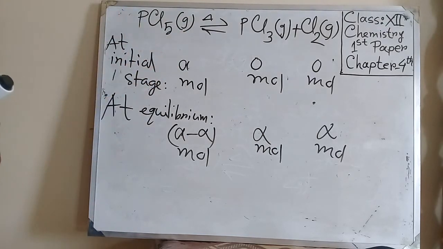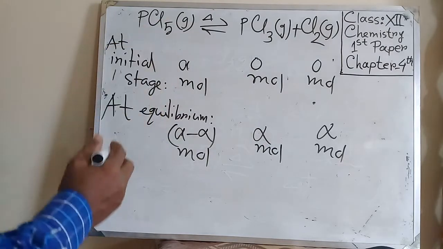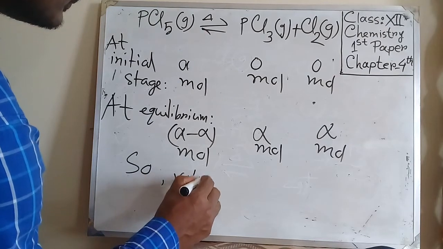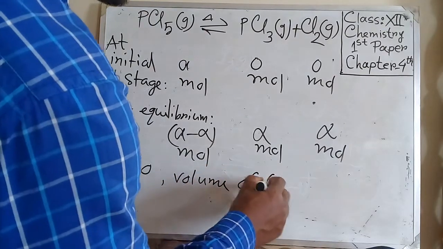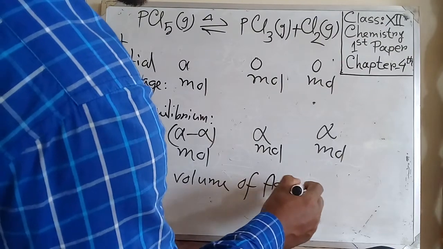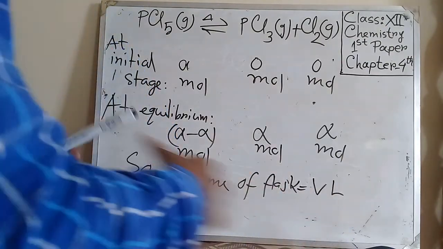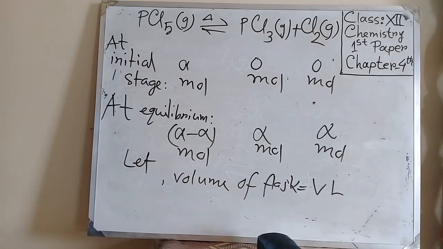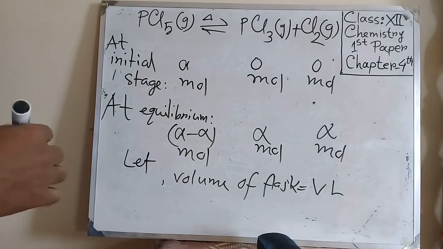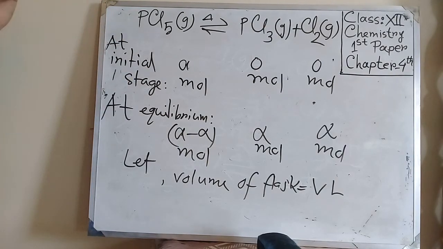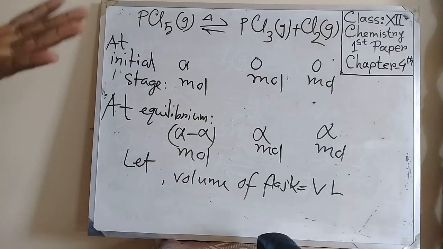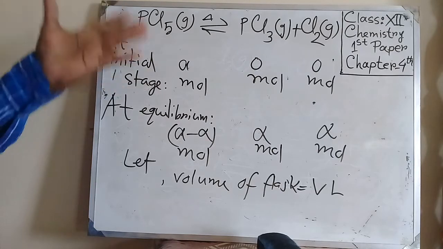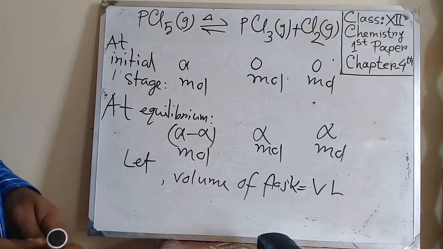Okay, so of course you need a flask for the reaction to occur. So of course there is a volume of the flask. Let the volume of the flask be b liter. Now we will find out the molar concentration. What is molar concentration? If you divide the number of moles of any reactant or compound by its volume, the flask's volume, then you get the molar concentration.